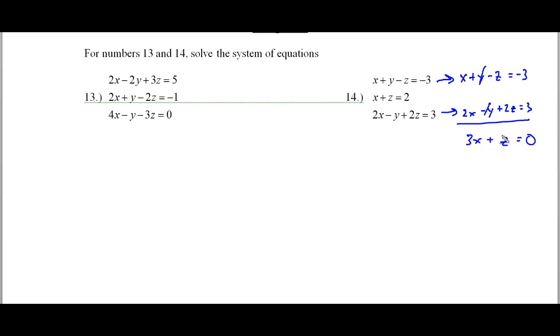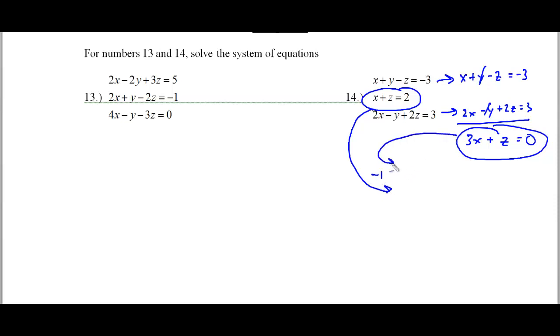Now I'm going to compare it. I'm going to take this equation and this equation here, and I'm going to stack them on top of each other. But since I want the z's to cancel out or simplify to 0, I'm going to take the second equation and multiply by negative 1. So my top equation, I'm going to leave it as 3x plus z equals 0. And the bottom equation is going to be negative x minus z equals negative 2.